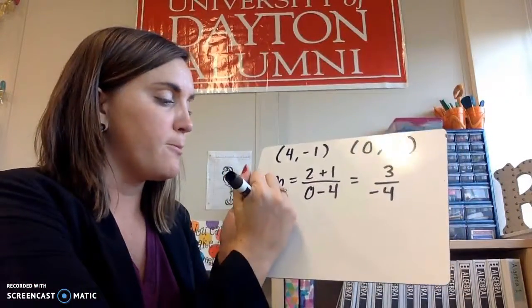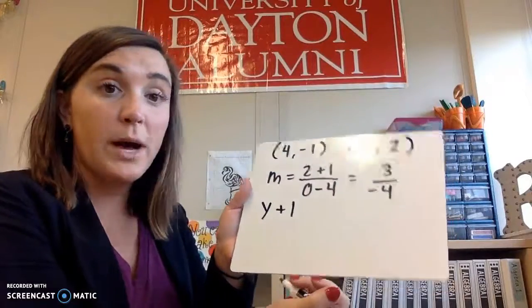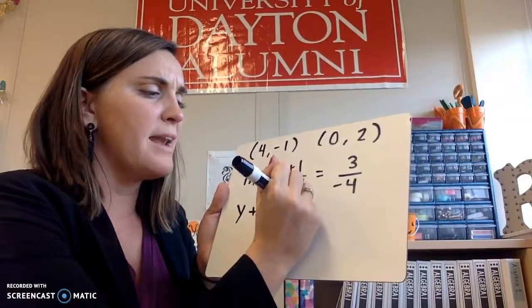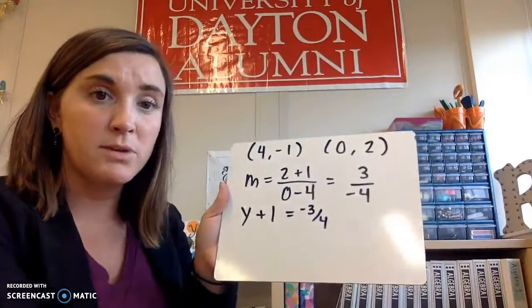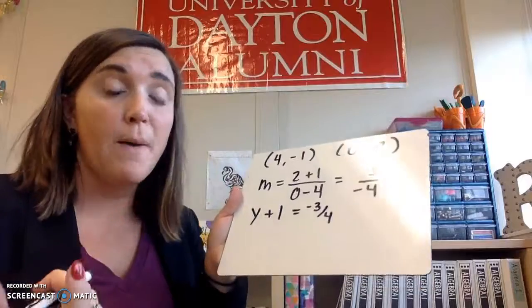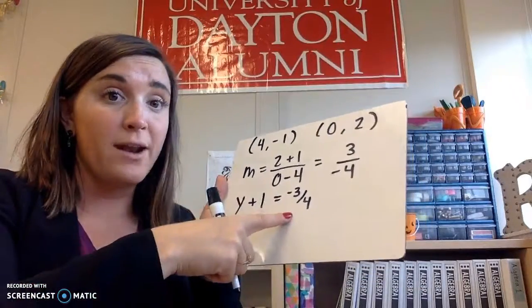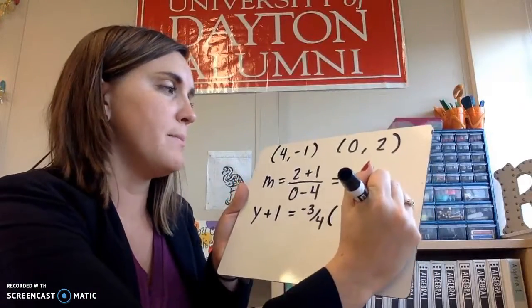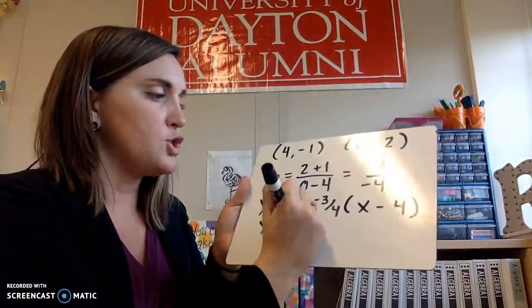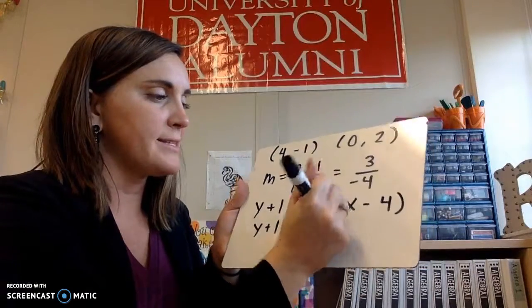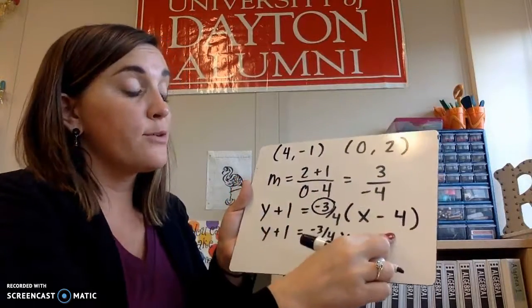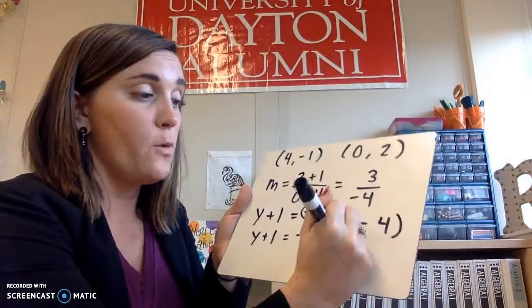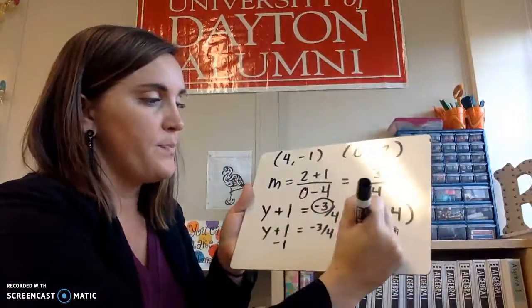First ordered pair, using it for point slope form: y minus y1 becomes y plus 1 equals, I'm going to move that negative with my 3 just because that's what I'm used to doing. Only put it in one spot. If you make that 3 negative and the 4 negative, they'll cancel out and give you a positive value. And then x minus 4. So distribute -3 over 4 times x. -3 times -4 gives me a positive 12. 12 divided by a positive 4 gives me a positive 3.